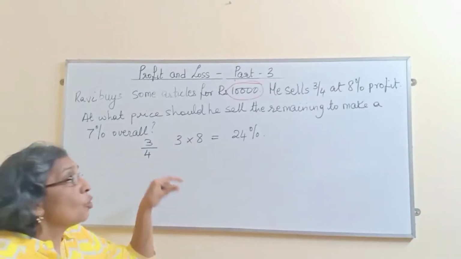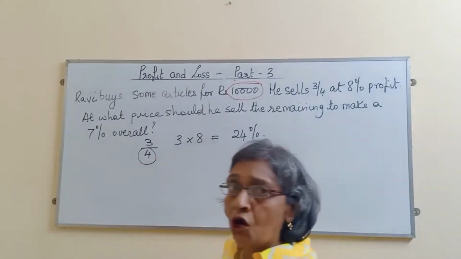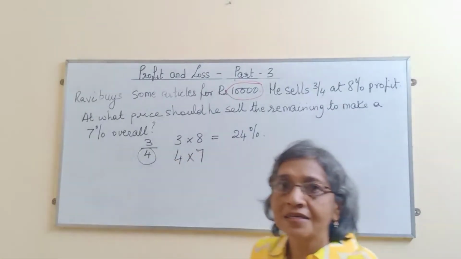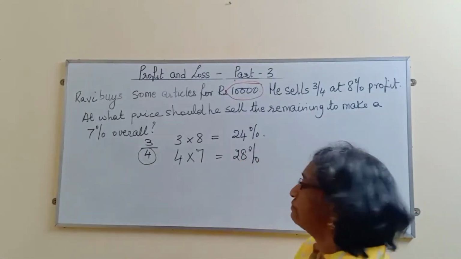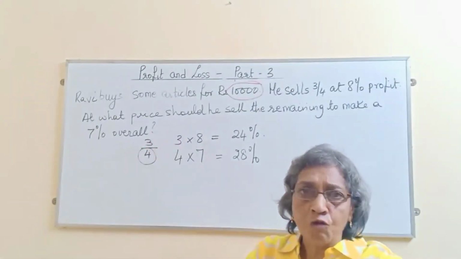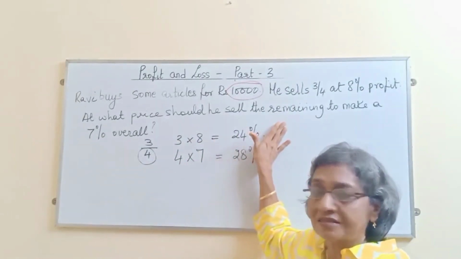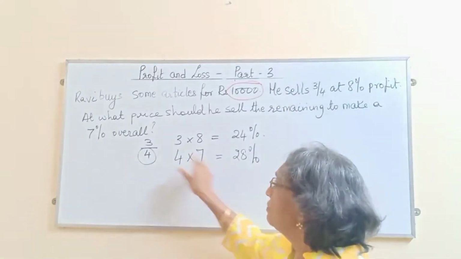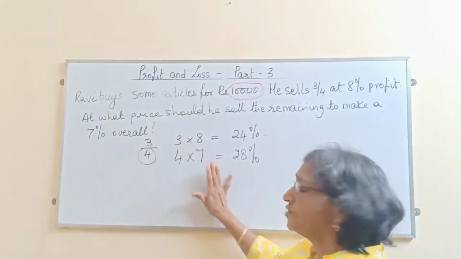But we know that overall he has made a profit of 7%. So what is the overall? 4 articles he has sold at a profit of 7%. So this is 28%. Now understand this. I have assumed that there are 4 articles. 3 of them he has sold at an 8% profit, so that is 24. All the 4 he has sold at 7. Why 7? Because you are given that overall. That means when he sells everything, he has made a profit of 7.